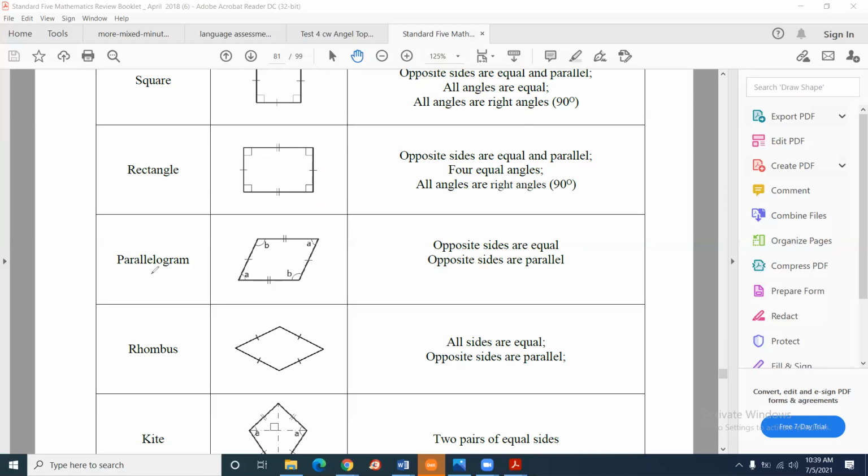A parallelogram, I like to just tell children, the easiest thing to remember is a parallelogram is a slanted rectangle, right? A rhombus is kind of, and I want to be clear that the word is kind of, not is, it is kind of like a slanted square, right?